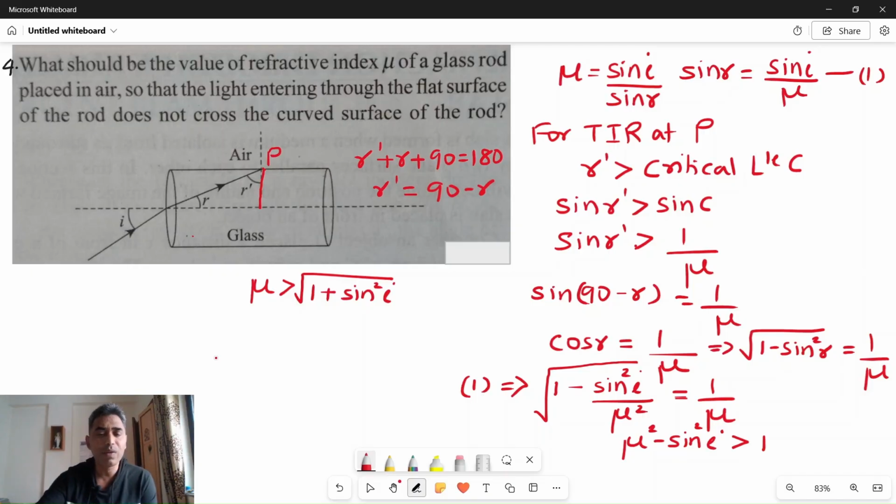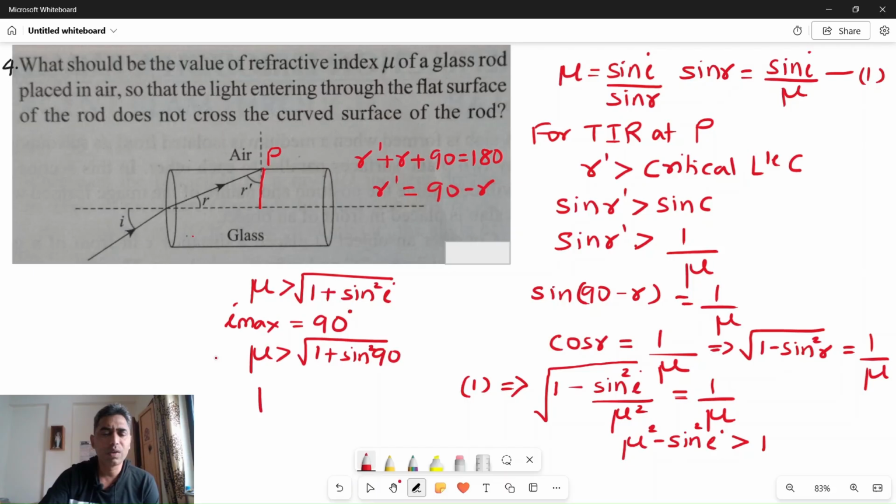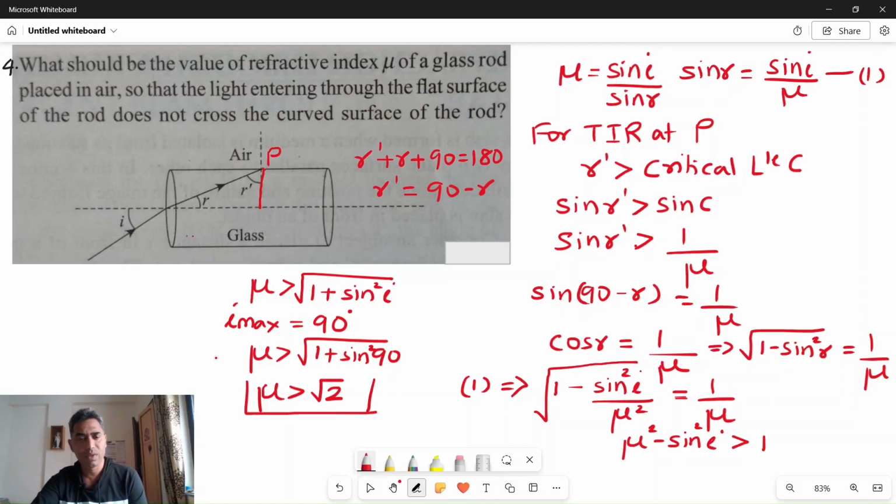Now what is the maximum value of angle of incidence? Angle of incidence can take the maximum value as 90 degrees. So that means mu is greater than root of 1 plus sine square 90, which is equal to 1 plus 1. So therefore mu is greater than root 2. This should be the answer. So the refractive index of the glass rod, so that the ray does not come out of the curved surface, that means it undergoes total internal reflection at P, for the condition to be satisfied, the refractive index of the glass should be greater than root 2.